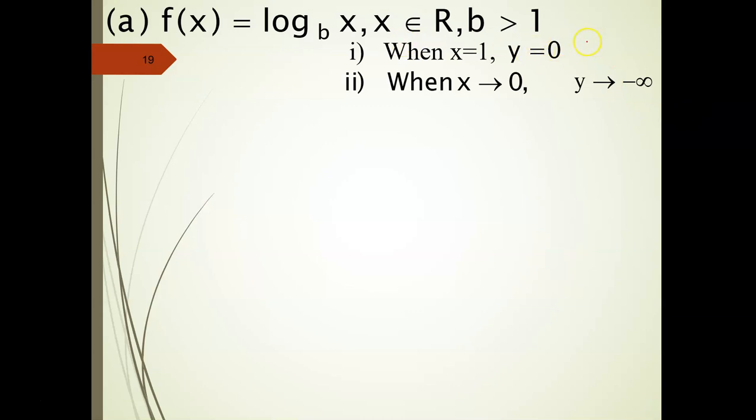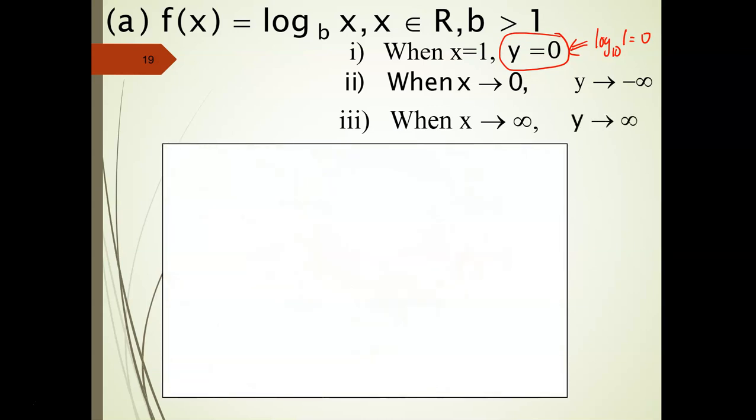For the first property, you can try using your calculator to find why y equals 0. Your calculator has only base 10, so you use log 10 and x equals 1, then you will have 0. You can press in your calculator log 1 equals 0. When x approaches 0, y approaches negative infinity, then when x approaches positive infinity, your y will be approaching positive infinity. How does the graph look like?